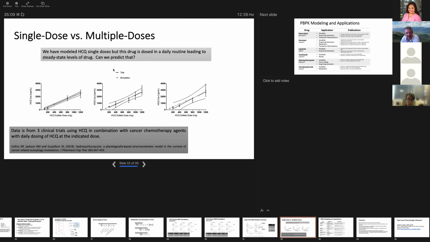And if we went and looked at steady state levels, and that's the thing about this drug, it has a long half-life and accumulates, you can see that our simulations and what we saw in trials were quite good. And this is from 3 different trials using HCQ in combination with cancer chemotherapy agents. And so we got the HCQ levels, and this was of our interest in this population. And you could see that we could predict quite nicely what the steady state plasma levels were at various doses, using this model.